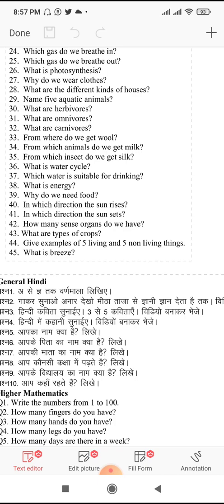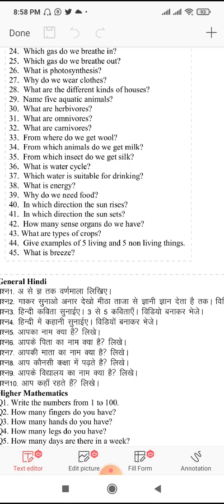In which direction the sun rises? The sun rises in the east direction. In which direction the sun sets? In west direction the sun sets. How many sense organs do we have? We have 5 sense organs and 5 senses. Eyes for sight, ears for hearing, nose for smell, and tongue for taste, and skin for touch.